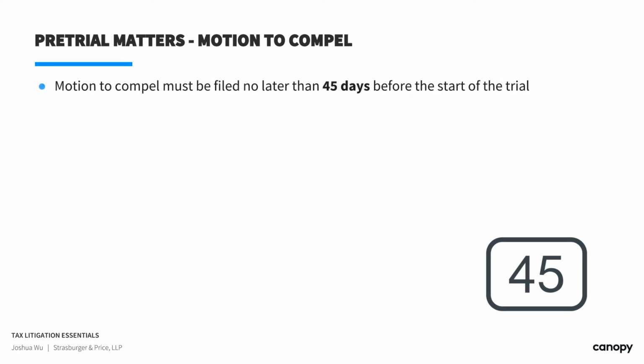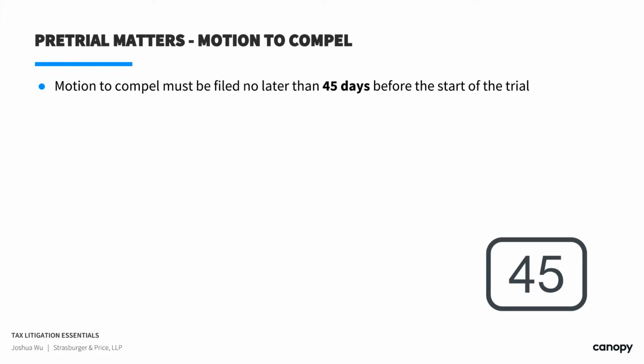Motion to compel is basically if any of the discovery tools that I've talked about before, interrogatories, requests for production, requests for admission, depositions, if one party isn't complying, basically not responding, the other party can file what's called a motion to compel. They can do that all the way through the discovery period, but they have to do it at least 45 days before the start of trial because, of course, the court doesn't want to be resolving these motions to compel while they're preparing or going through trial.